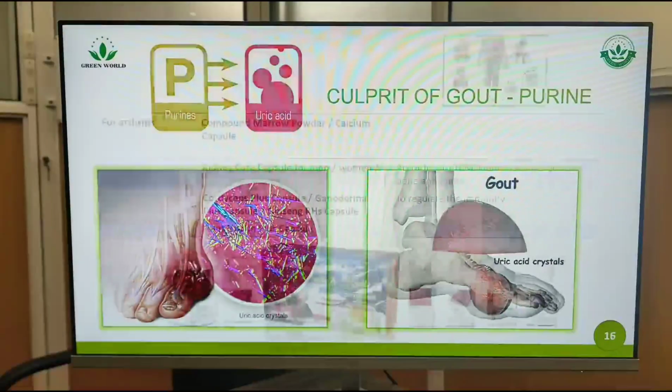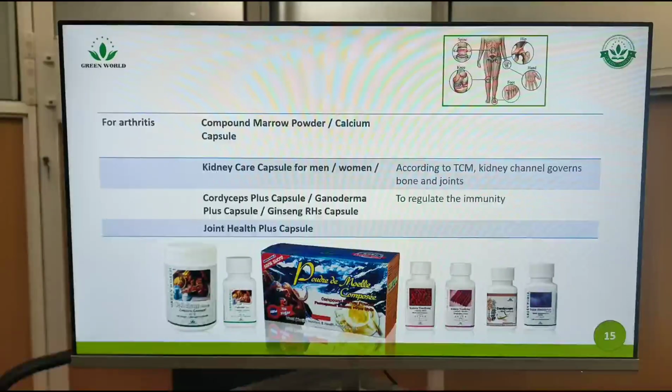Then, as we said, according to TCM, the kidney meridian governs bone and joint. So kidney care, either for men or women, is beneficial because it governs the bone and joints. They have what is called the adrenal gland that secretes hormones, which is good for regulating bone formation, bone reabsorption, and bone operation. Okay. Then we also have Greenwald cordyceps plus capsules, or Ganoderma plus capsules, or even what we call ginseng RHS capsule.